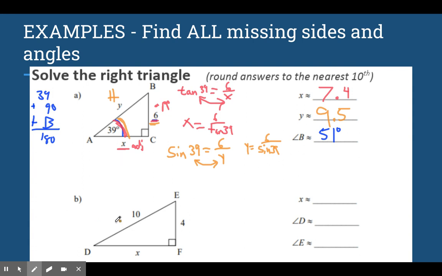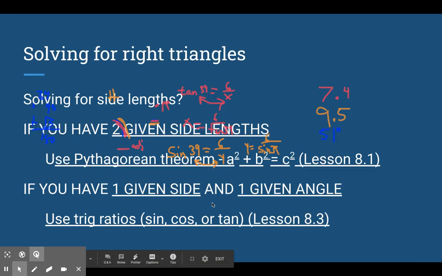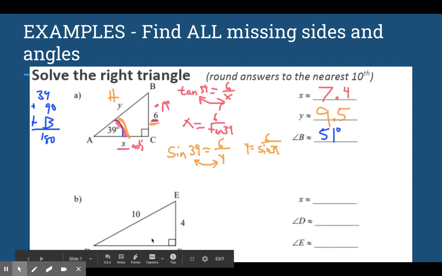Okay, now over here, we are moving on. Let's go with this tan color. Let's go with x. X is a side length, right? We're solving for side lengths. If you have two given side lengths, you use the Pythagorean theorem to solve for the third side length. So that's what we're going to use. To solve for x, we're going to use the Pythagorean theorem.